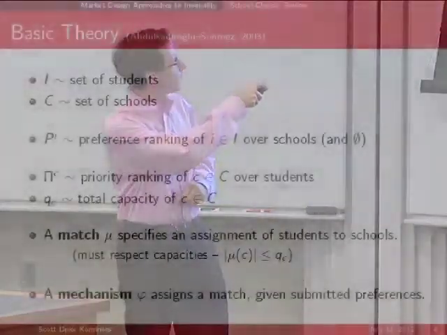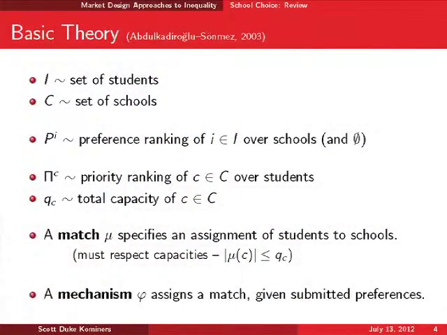OK, notation. I is going to be the set of students. C is the set of schools. Students have linear preference rankings over the schools. Schools have these linear priority rankings and total capacities. A match is going to specify the assignment of students to schools, and we care that the match respects capacities. Again, this is all review. Hopefully, this is just reminding you where we left off, or I guess where we started the school choice discussion yesterday.